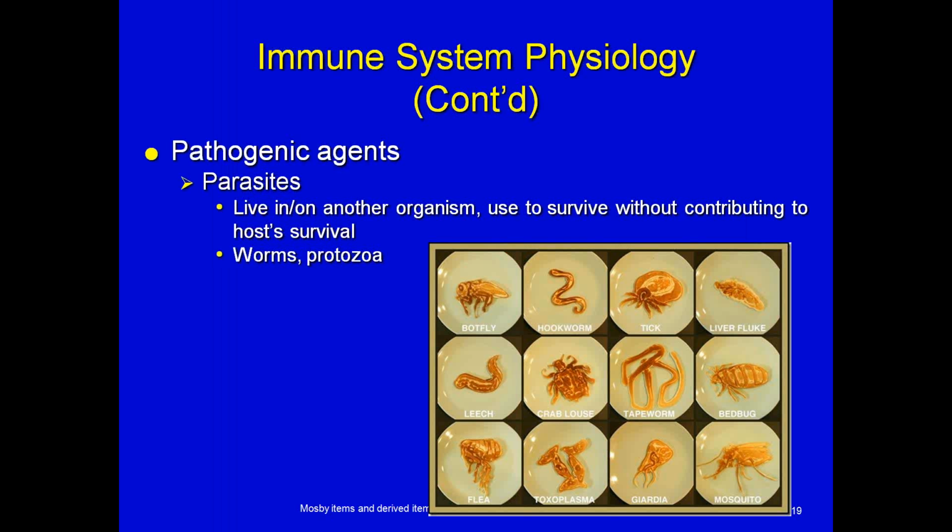Some pathogenic agents also include parasites. Parasites live in or on another organism, and they use the organism to survive without contributing to the host's survival. They include things like worms and protozoa, so things like hookworms, ticks, liver flukes, bed bugs, tapeworms, lice, leeches, fleas, giardia, and mosquitoes are all considered parasites.